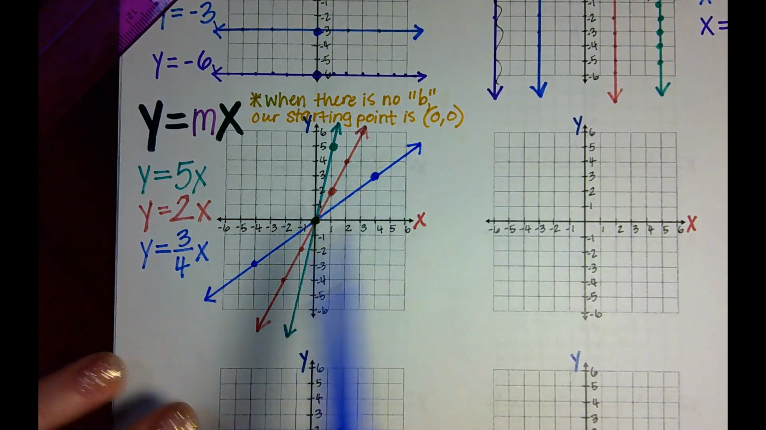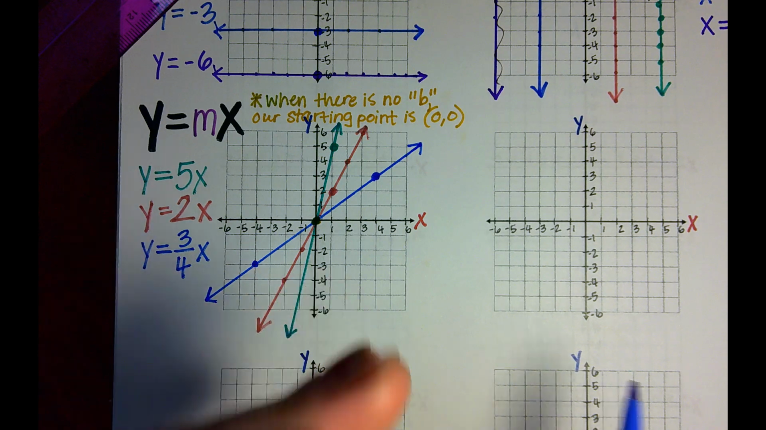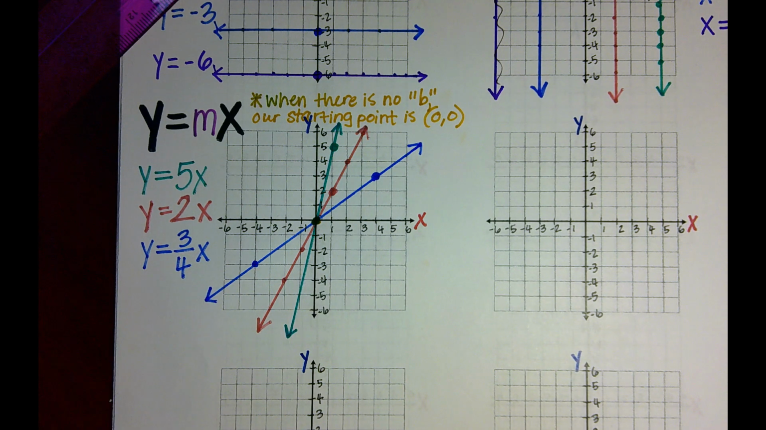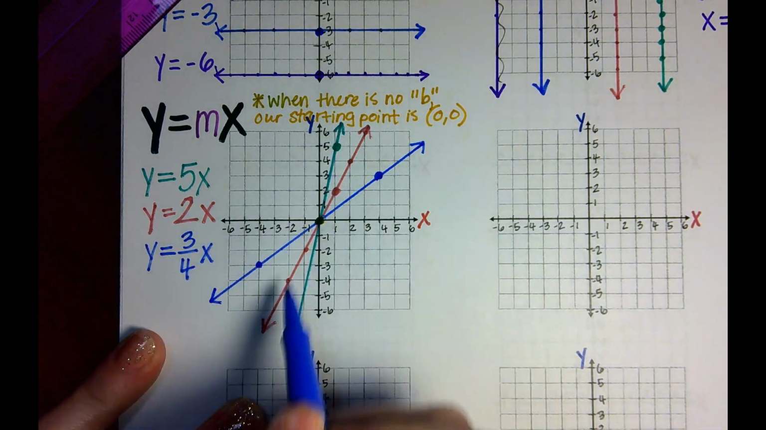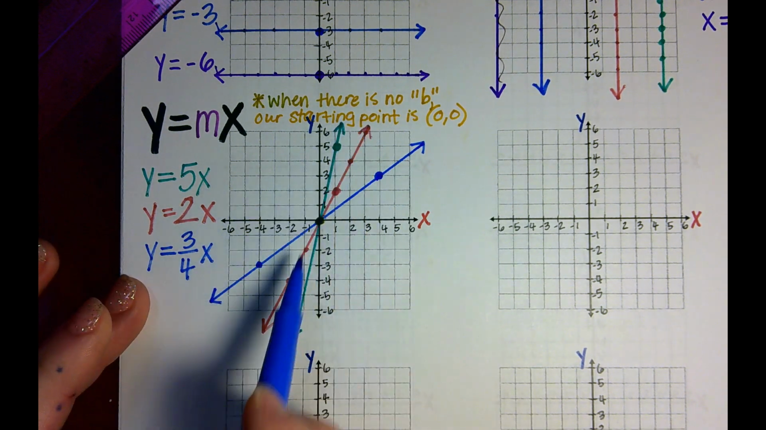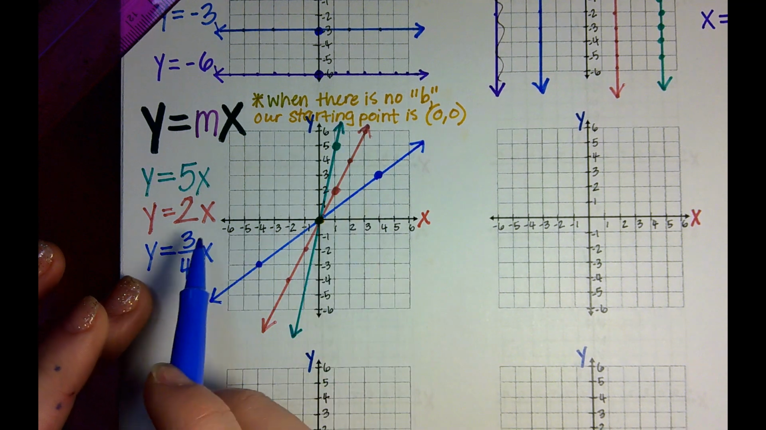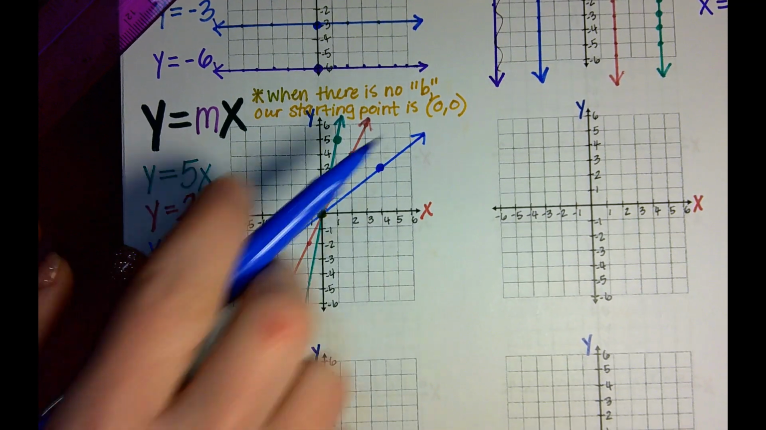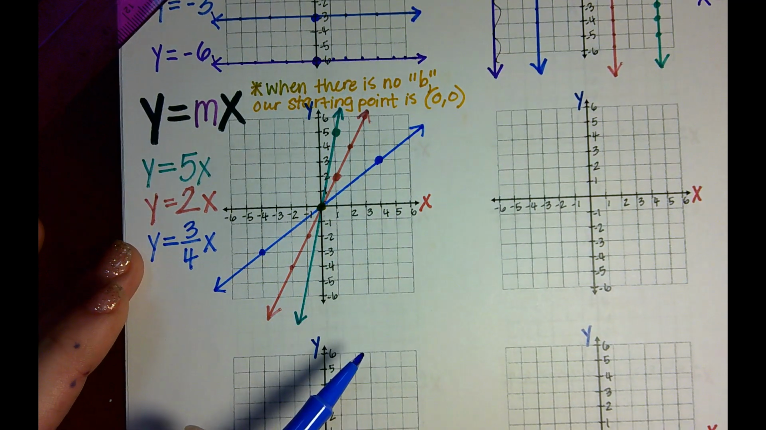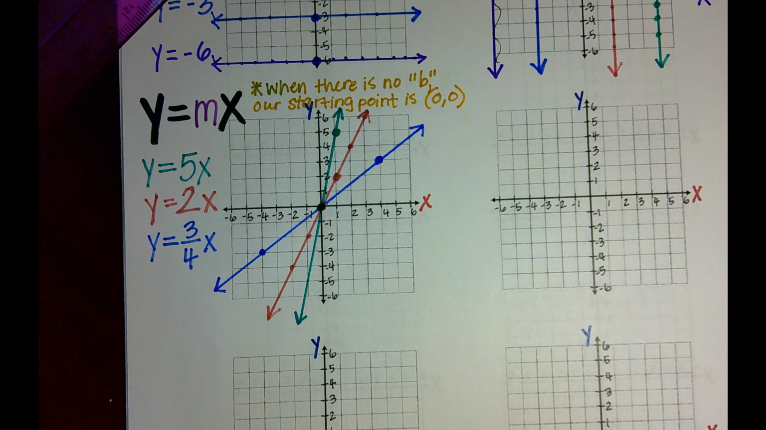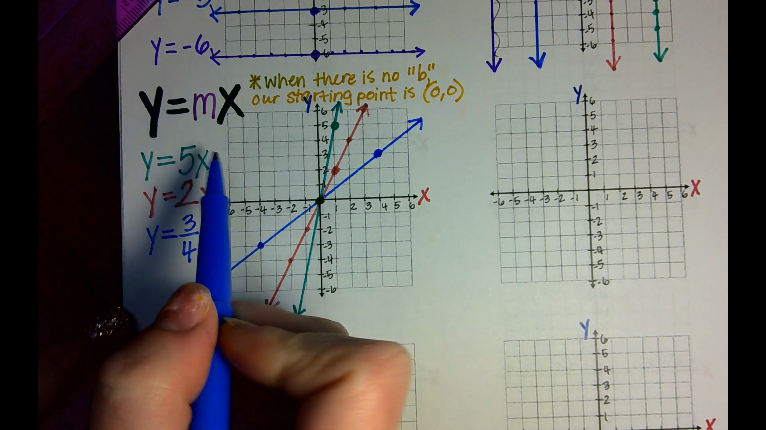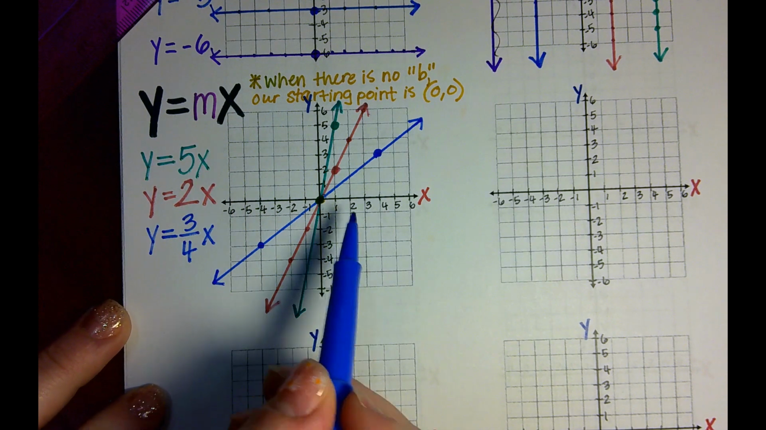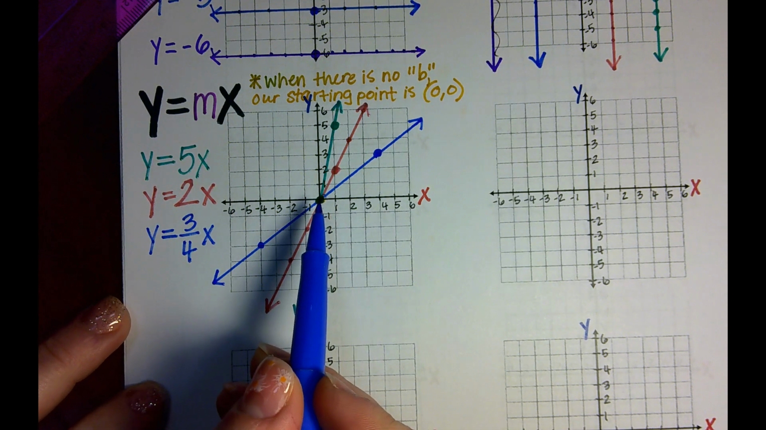You can start to see what's happening with our slope: it really just changes the angle that our line is going at. 5x gives us a super steep slope. 2x still pretty steep, but not as steep. 3/4 x even less steep. The smaller the fraction, the less steep your slope ends up getting. But since there's no b for any of these, that starting point is always 0 for all of them.